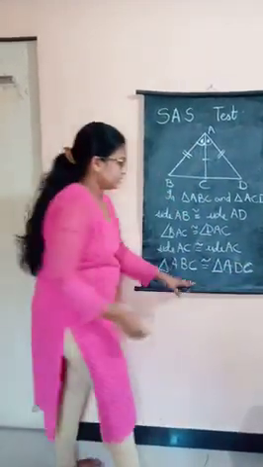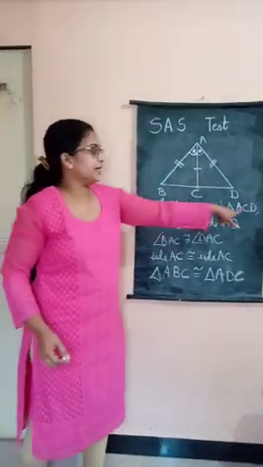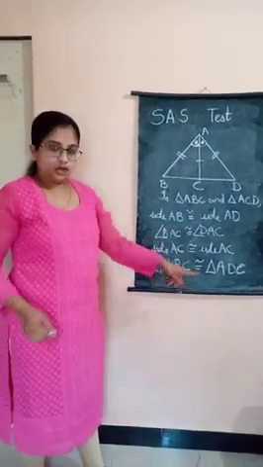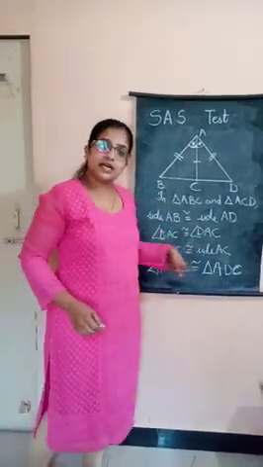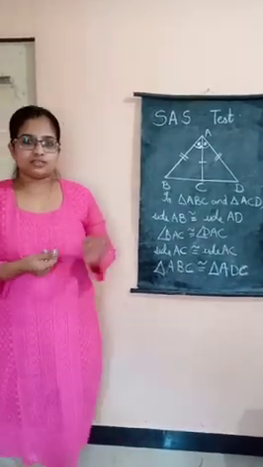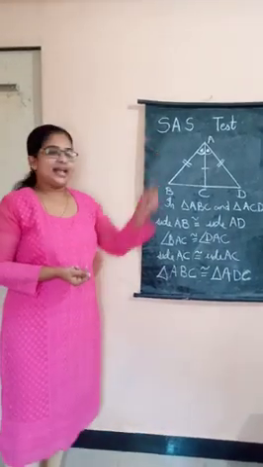So please notice that though I have written here triangle ACD, while writing congruency, you always have to see that the correspondence matches with each other. I hope you have understood today's topic, which is congruence of triangles and SAS test.